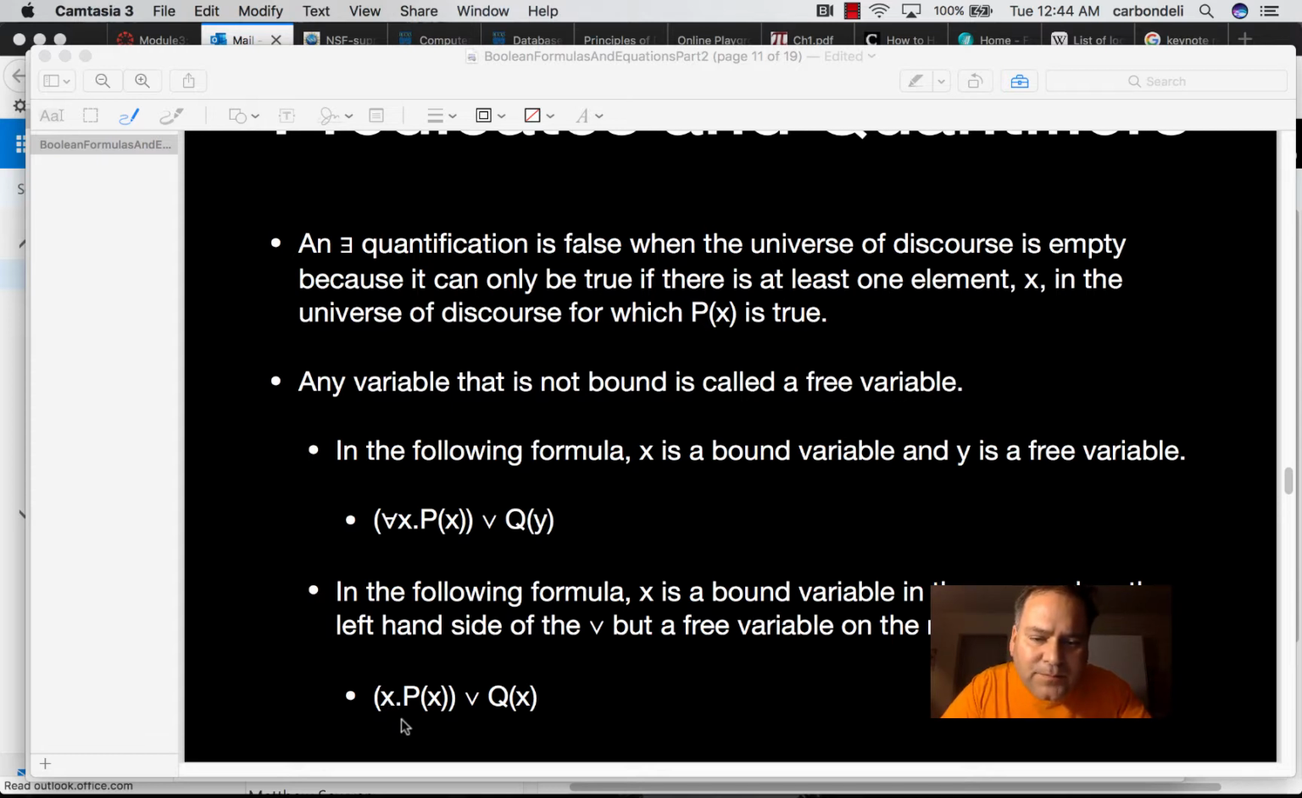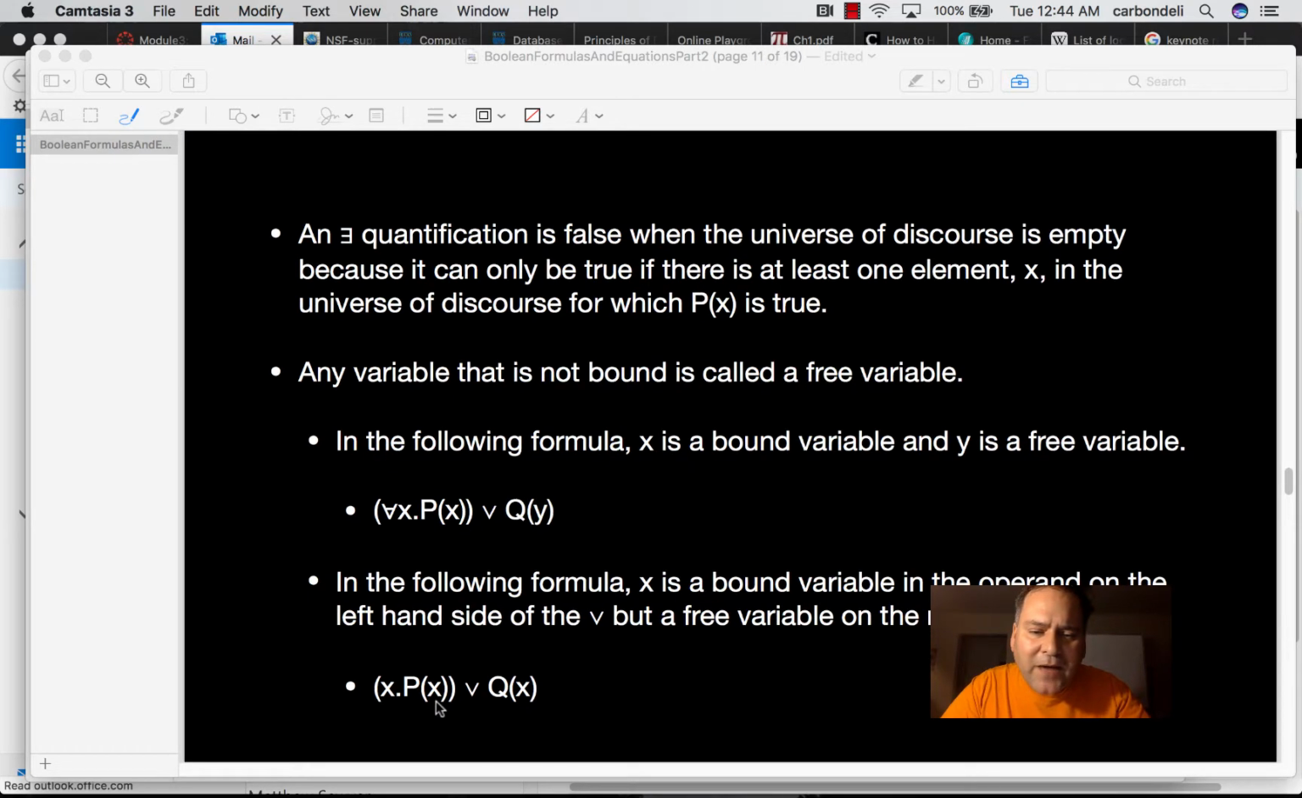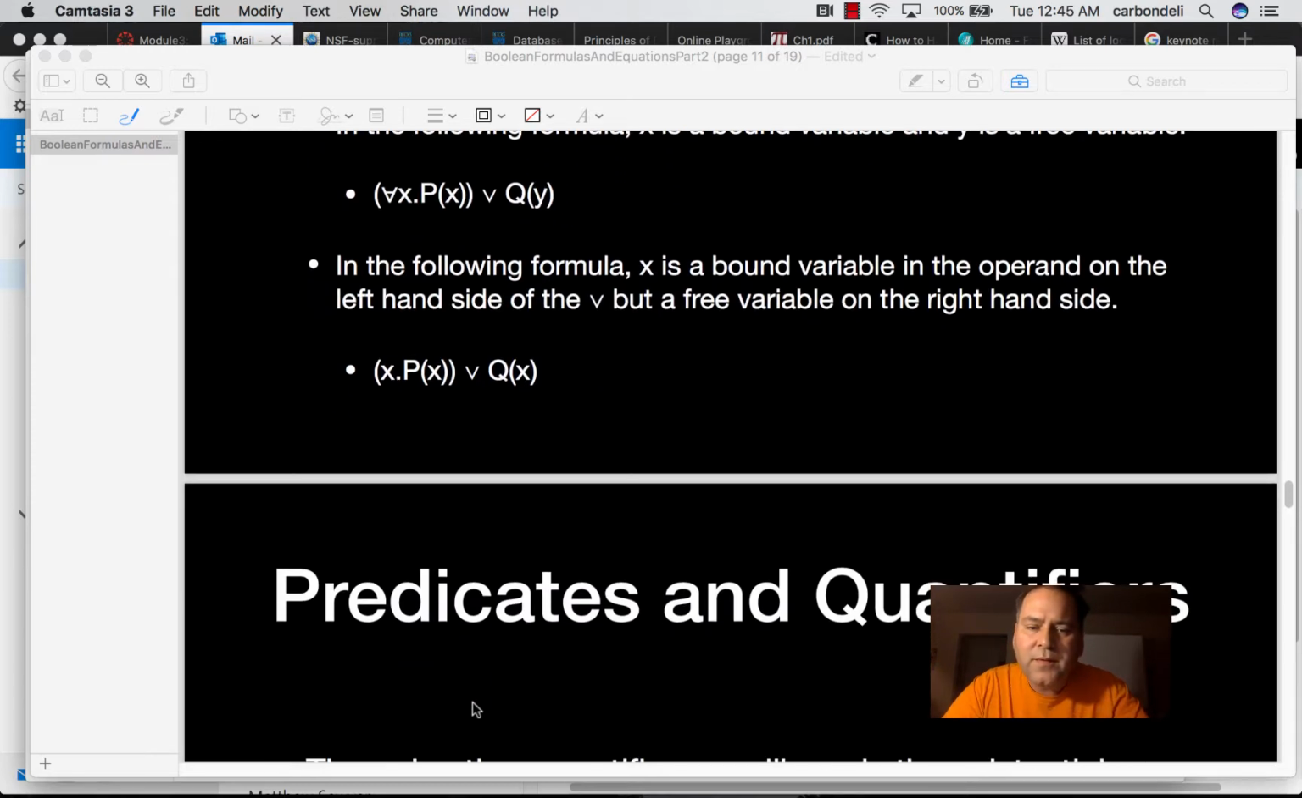It should be for all X, P of X, logical OR, Q of X. And so over here, on the left-hand side, we're missing the universal quantifier. But what this is saying is that X is bound in the left-hand operand of the logical OR, but it is free in the right-hand operand of the logical OR.